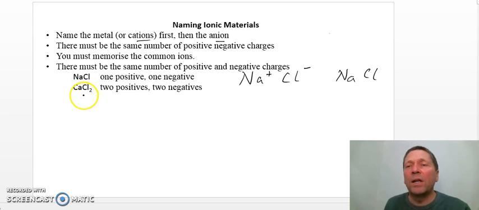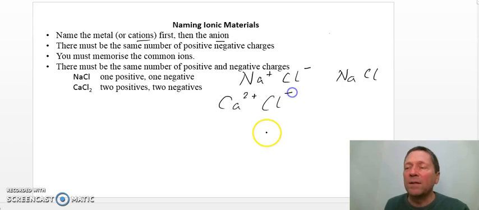In the case of calcium chloride, calcium has a 2+ charge, and chloride has a 1-. So if we just have 1 calcium and 1 chloride, it's not going to add up to 0. It's going to add up to +1, so that's no good. We're going to need twice as many chloride ions to counter the 2+ on the calcium. So we're going to have 2 of those. So the formula for this one is CaCl2.